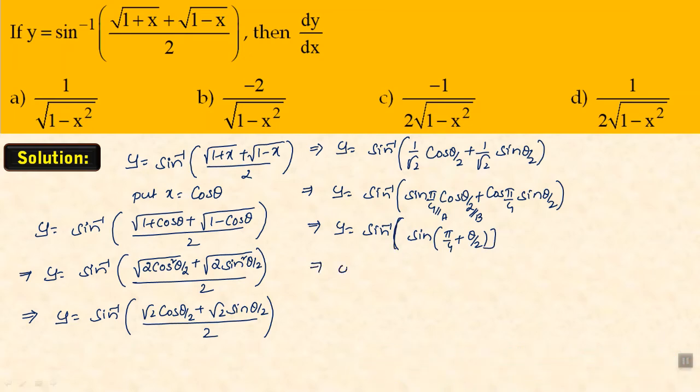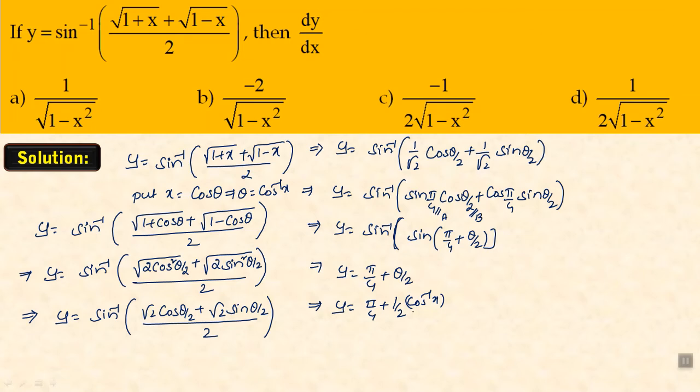This implies y is equals to sine inverse of sine pi by 4 plus theta by 2, that is pi by 4 plus theta by 2. This implies y is equals to pi by 4 plus 1 by 2 into theta. From this, theta is equals to cos inverse x. So here cos inverse x.